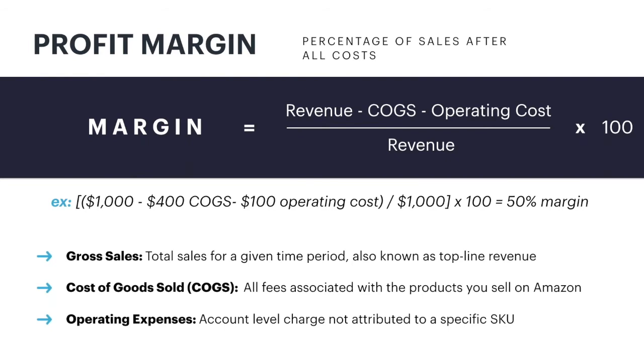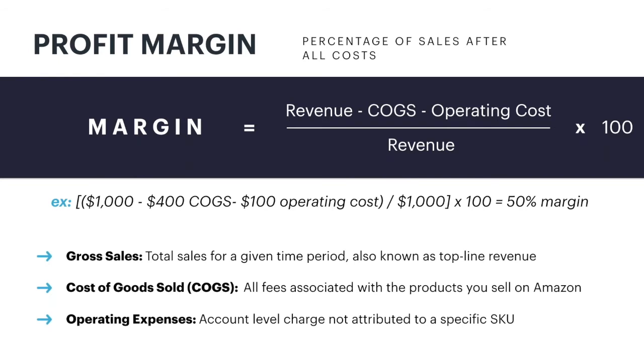And we calculate this metric by taking John's gross sales, or his top line revenue, minus his cost of goods sold, or COGS, and minusing his operating expenses, dividing it by revenue, and multiplying it by 100. So it kind of sounds confusing, but let's just say John makes $1,000 in revenue.